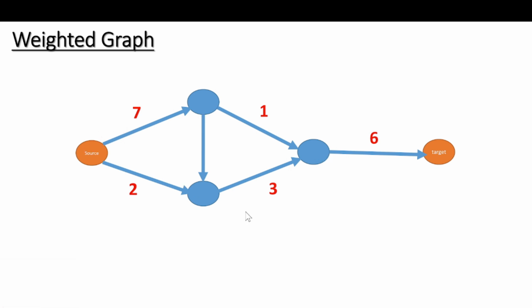Okay, so next we have the weighted graph. A weighted graph means that each edge is assigned a specific weight or cost. You can see we have given 7, 1, 6, 3, 2. This is the weight of each edge, or the cost of each edge. In this picture of the graph, we can see that the weight or cost is given for the edges.